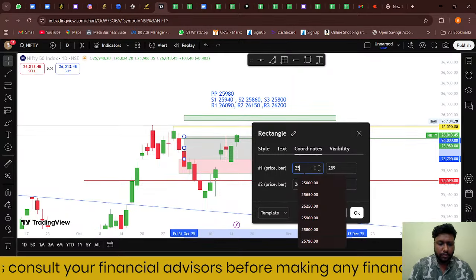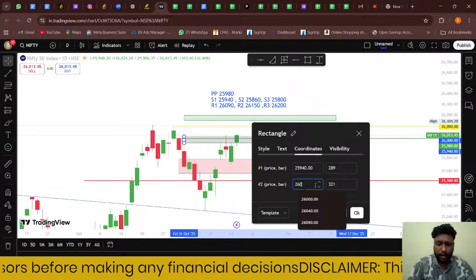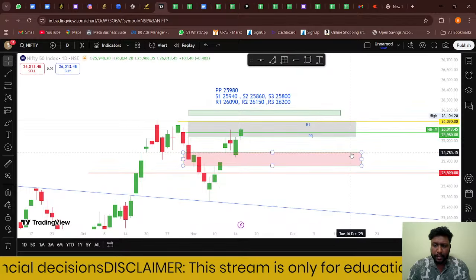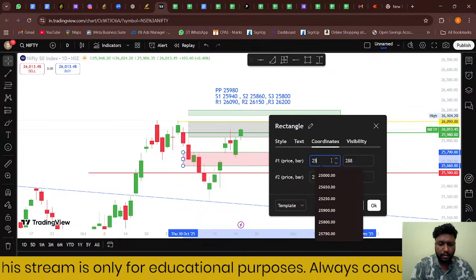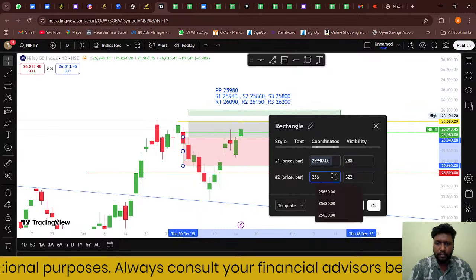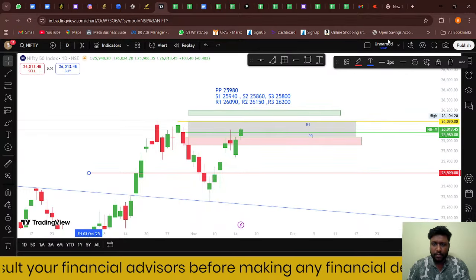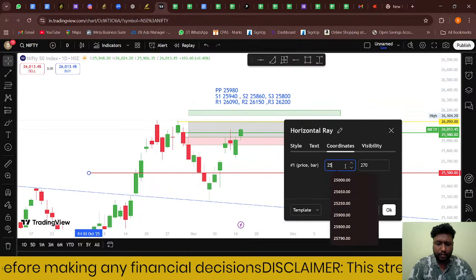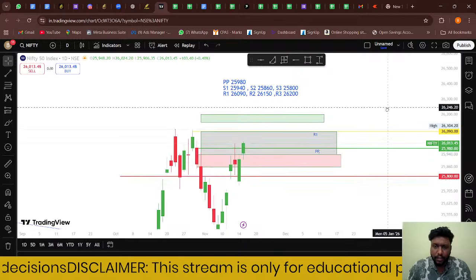The consolidation zone will be between S1 and R1, which are these two particular levels, and the bearish zone is between S1 and S2, which is at 25,860. We'll mark the third level also, which is at 25,800. So these are the levels for Nifty for today with respect to the pivot line.